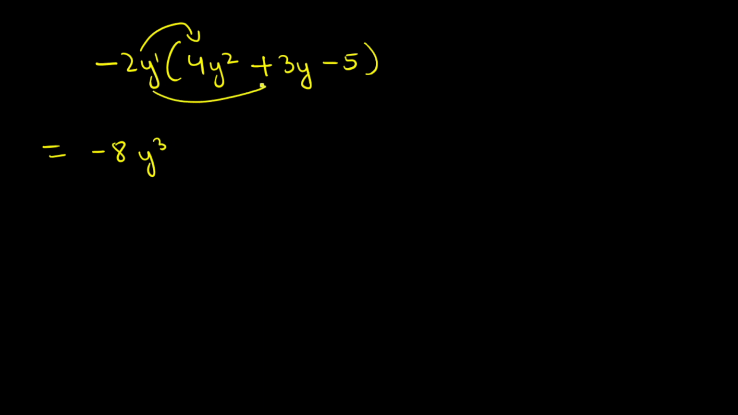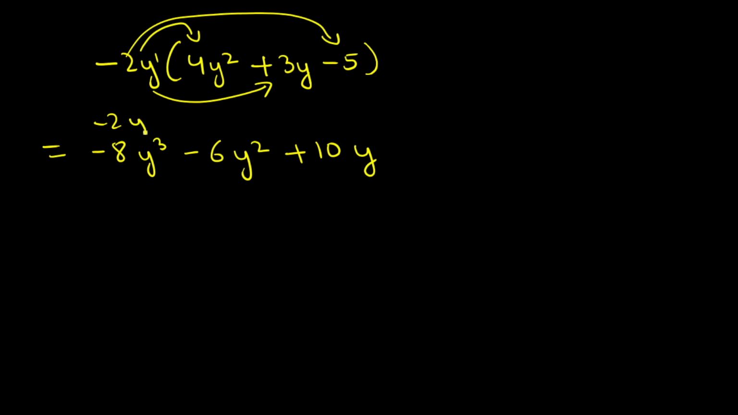Then we will multiply negative 2y times 3y, so negative 2 times 3 is negative 6. y times y is y squared. The last one is negative 2y times negative 5, so negative 2 times negative 5 gives plus 10, and there is no variable with 5, so simply y. And this is our final answer. We did this skipping one step. Basically, instead of writing it out separately, we just did it together.